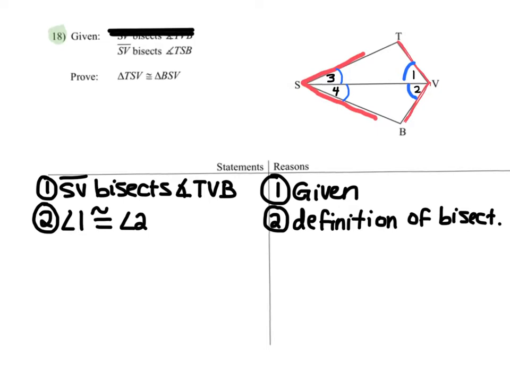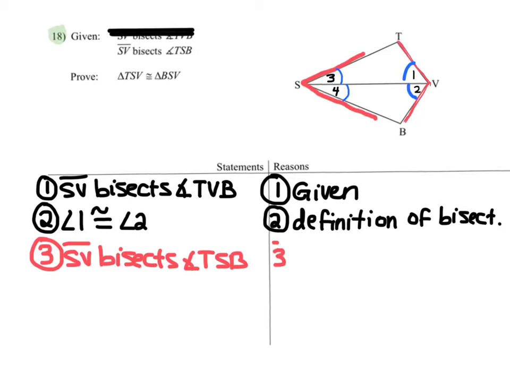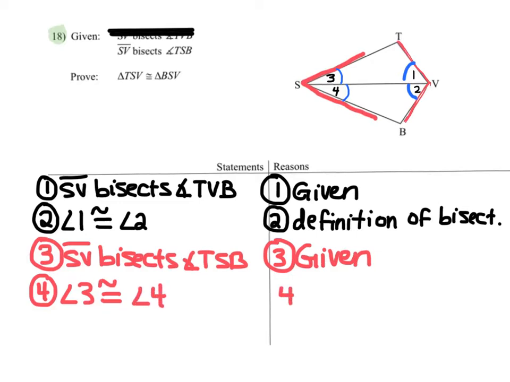So let's go ahead and write down my given. SV bisects angle TSB. And again, that's given. And what does my given tell me? It tells me those angles are going to be congruent. So angle 3 is congruent to angle 4. And same reason as number 2. Definition of bisect. All right.